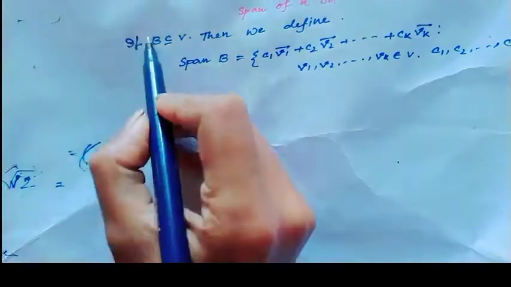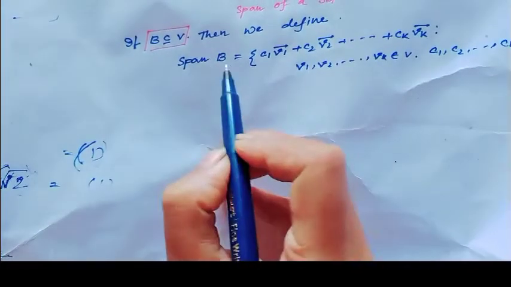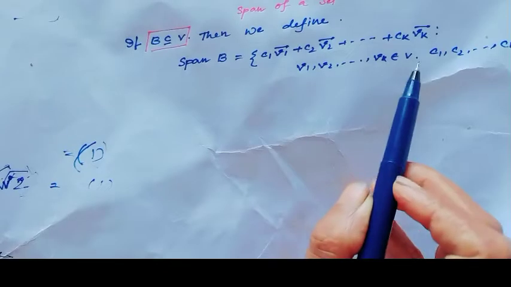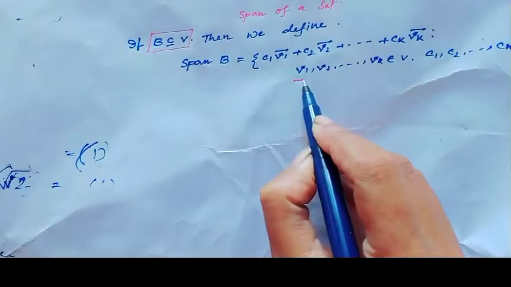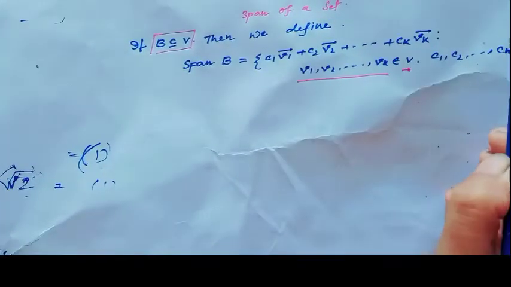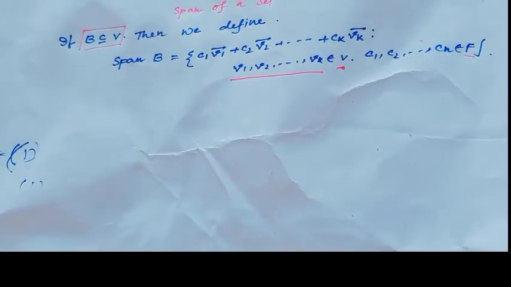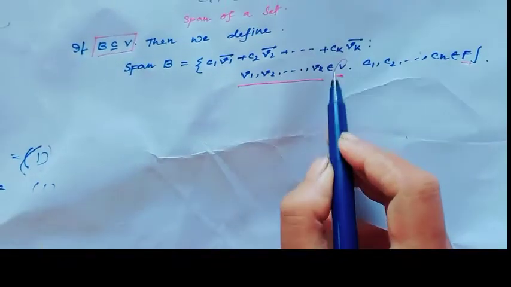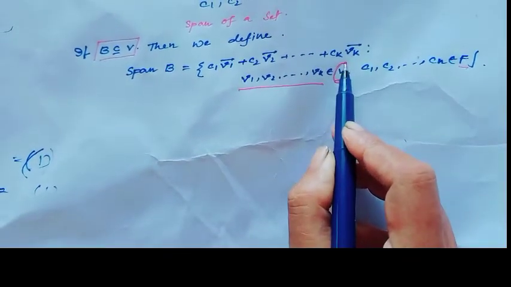Just recall, what is the span of a set? If B is a subset of a vector space, then we define span of B as the set of those elements c1 v1 plus c2 v2 up to ck vk, where v1, v2, up to vk belong to the vector space and c1, c2, up to ck are members of the field. That means the span of a set is the collection of linear combinations of the vectors in the vector space. This is the span of a set.